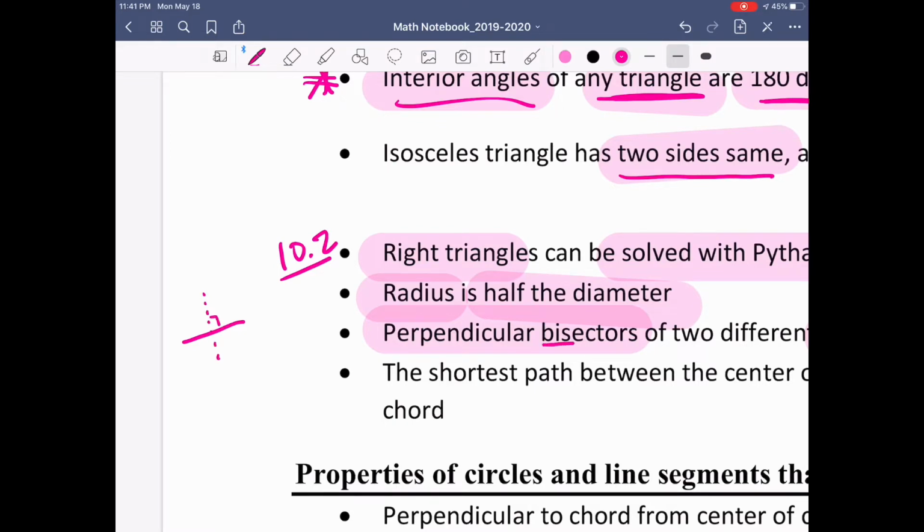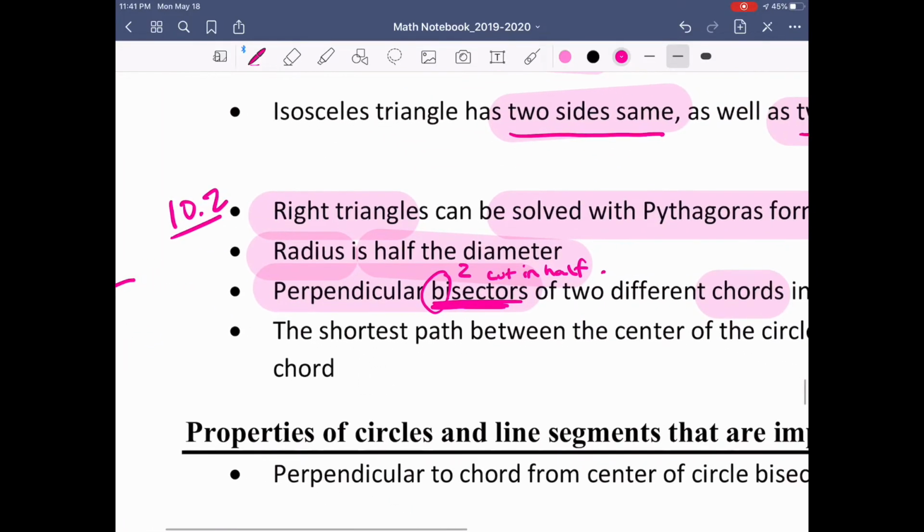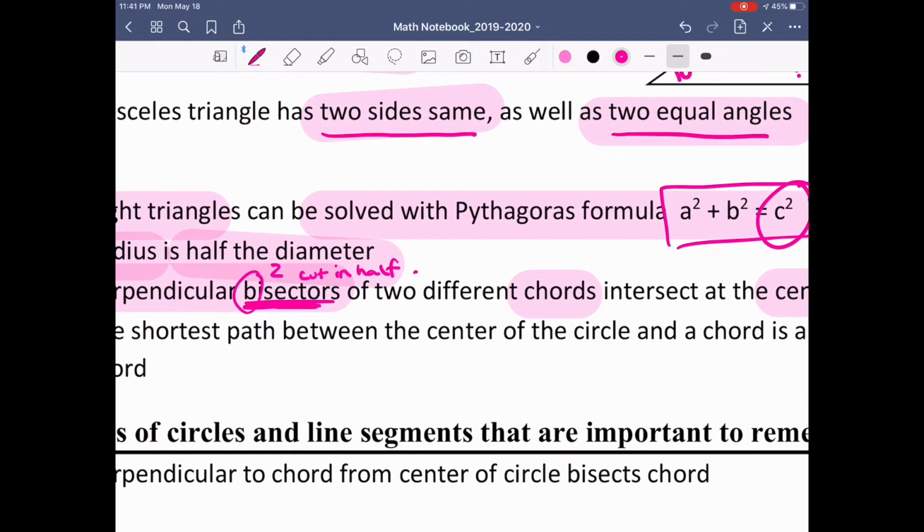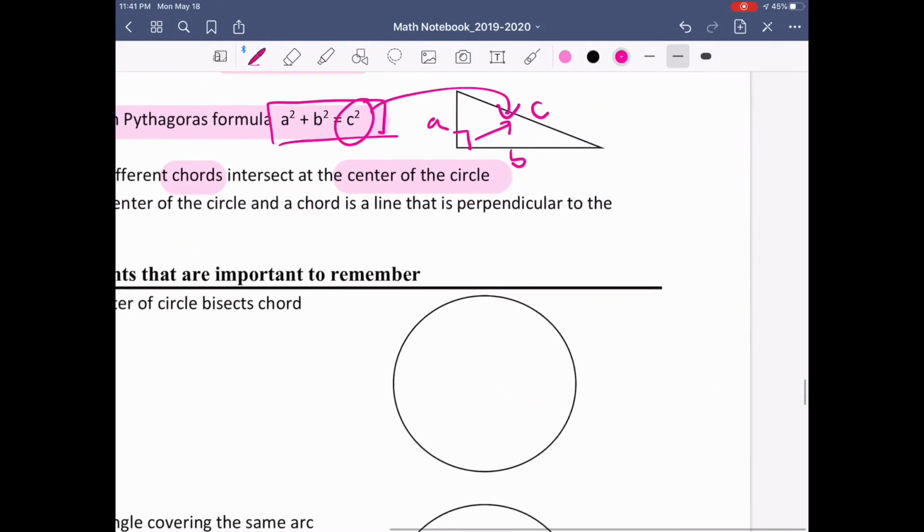So a bisector means that it cuts the line exactly in half. Bi means two. Okay, so cut in half is what bisector means. So basically it's saying that if you cut a line in half at a perpendicular angle, at 90 degrees, of two different chords in a circle, they're going to intersect at the center.